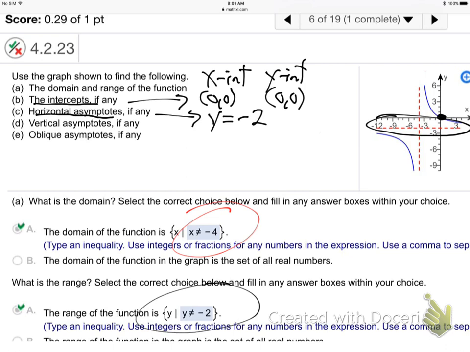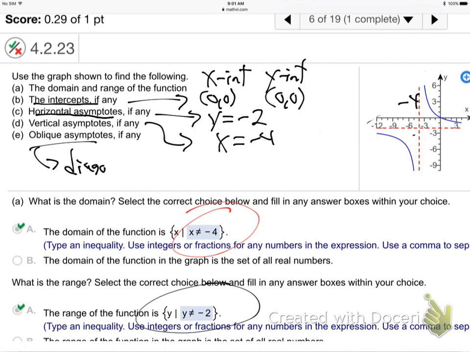Now the next one's the vertical. What does the vertical dotted line do? Which axis does it run into? It runs into the x-axis at what? -4. So that's just x equals -4. Good enough? Oblique means diagonal. We're going to get to those in a couple minutes. We don't have any. There's no slanted or diagonal dotted lines on this graph. There's only straight up and down and straight sideways. So no oblique asymptotes, no diagonal asymptotes. Good? So that's all the questions on that one. I'll move on. Unless you want to stop me, feel free to.